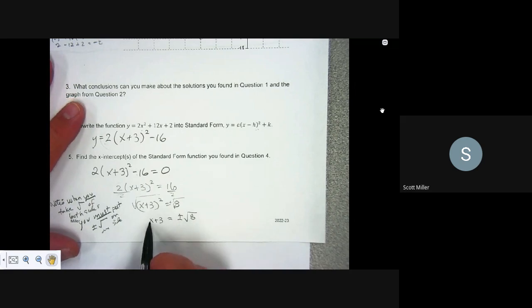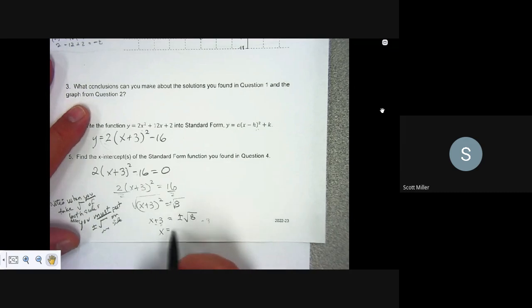I still want to find what x is, so I need to subtract 3 from both sides. This does not combine with a number. Only a square root can go with its square root in some fashion. It's very, very, very tricky here. So you can't combine anything to this right here. So then x would be written like this: negative 3 plus or minus the square root of 8. We put the number in front, the root on the end. So these are 2 answers.